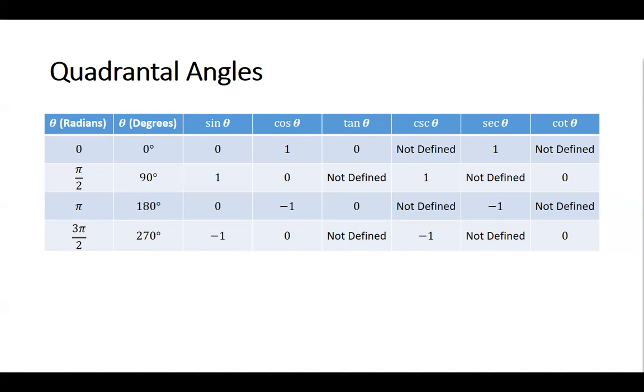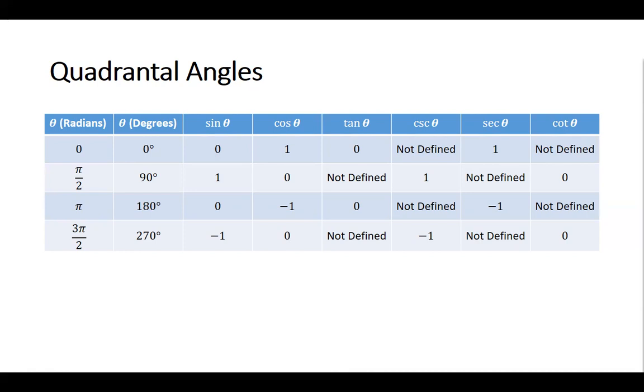Tangent is 0, not defined, 0 and not defined at the respective angles. Cosecant not defined, 1, not defined, -1. Secant 1, not defined, -1, not defined. And cotangent not defined, 0, not defined, 0. So we have those angles. And it's really just a matter of looking at that unit circle and saying, well, is it 0, 1, or -1? And then plugging it into these values.